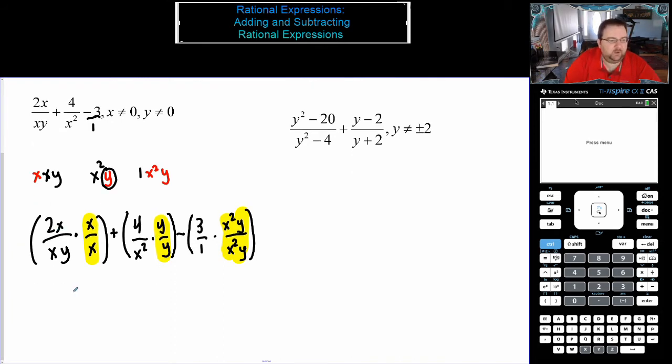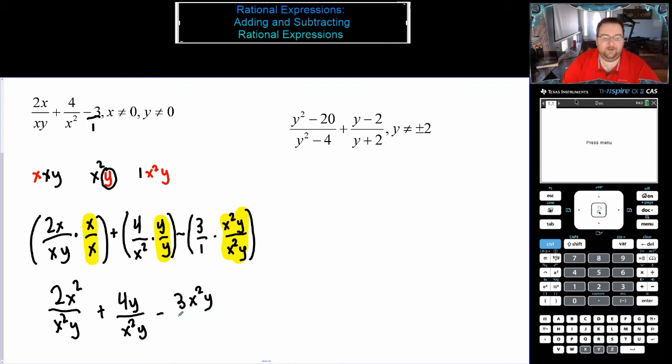So now let's continue on with our multiplications. 2x times x is 2x squared, and this is going to be over xy times x, which is x squared y. This will be added to 4 times y, which is 4y over x squared y, and this is going to be multiplied by 3 times x squared y, which is 3x squared y over x squared y. Now they have the same denominator, so now I can add them together.